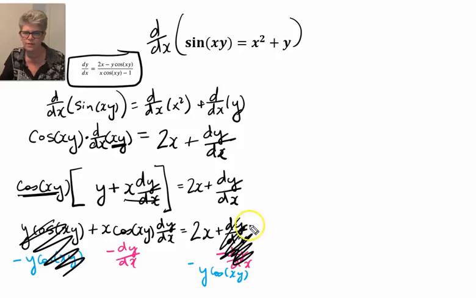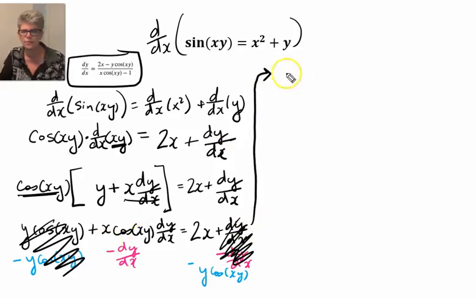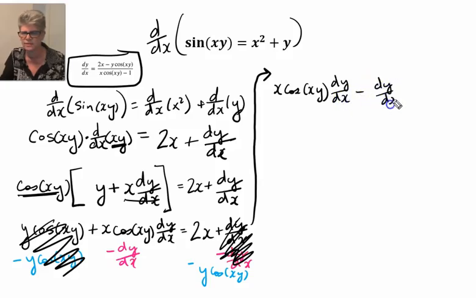And so those will cancel. Now, after all of that, this side will be x times cosine of xy dy dx minus dy dx, which is the same thing as saying minus 1 times dy dx, is equal to 2x minus y cosine xy.